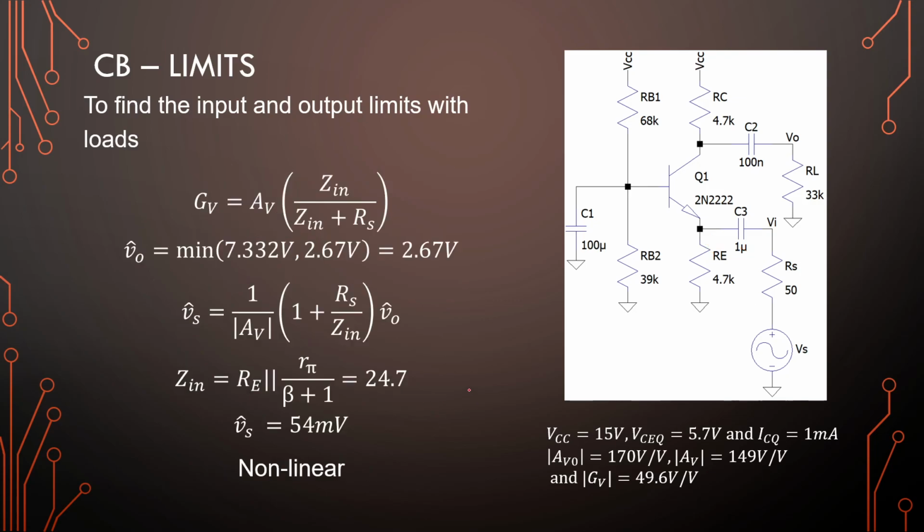So on to the next part is when we introduce the source resistor, and you'll note that here with our very small input impedance and our source being large, our Vs is a very small 54 millivolts to get to our 2.67 volts peak. Okay, so the only thing that changed here is input impedance versus the common emitter amplifier.